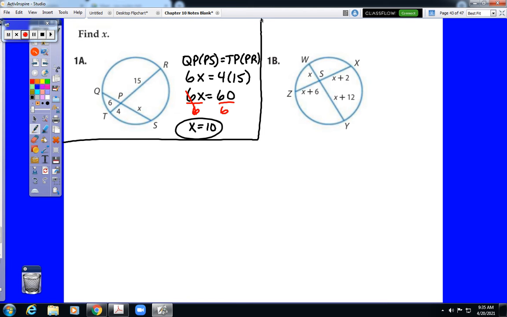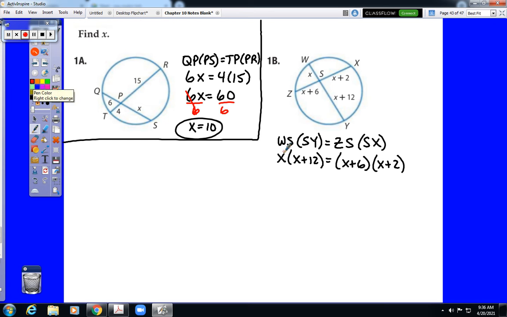Now 1b is a little bit more difficult than that. We have WS times SY equals ZS times SX. So we plug in, that is x times quantity x plus 12 equals quantity x plus 6 times quantity x plus 2. So just like the second example on the previous page, we would need to distribute on the right side. X times x is x squared. X times 12 is 12x equals. And then we would need to FOIL on the right side.